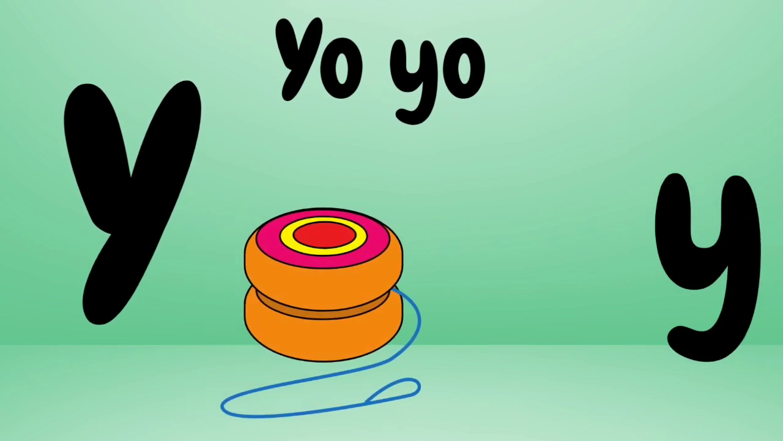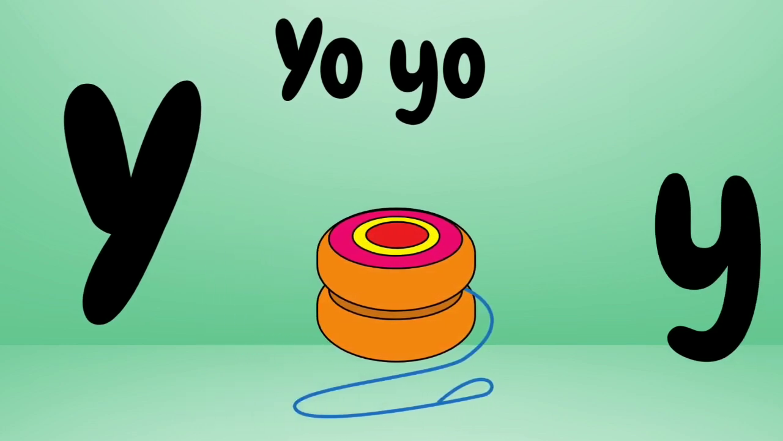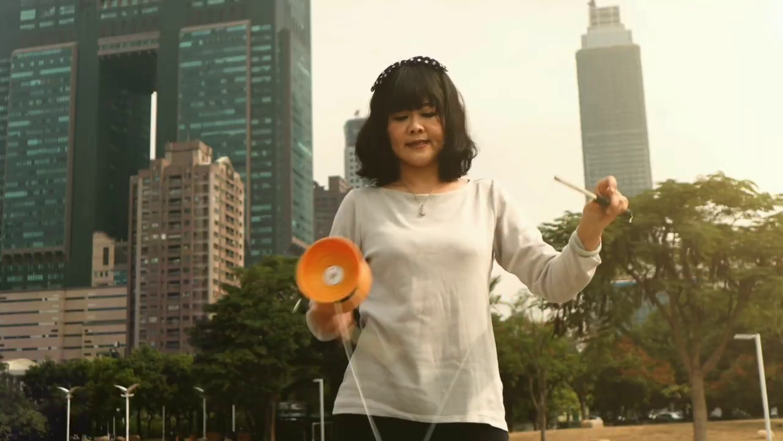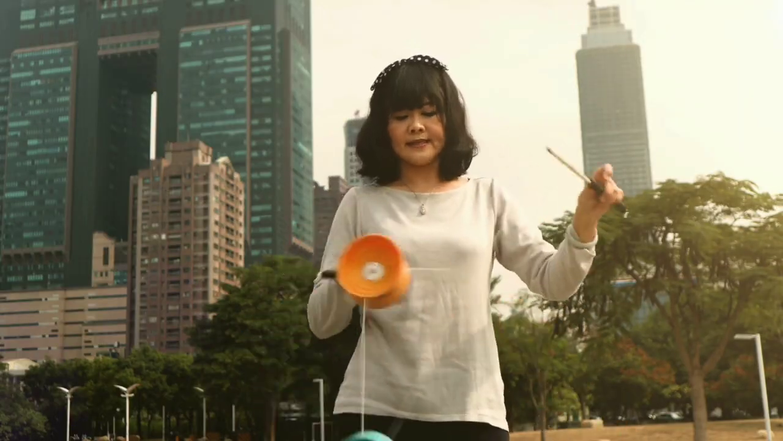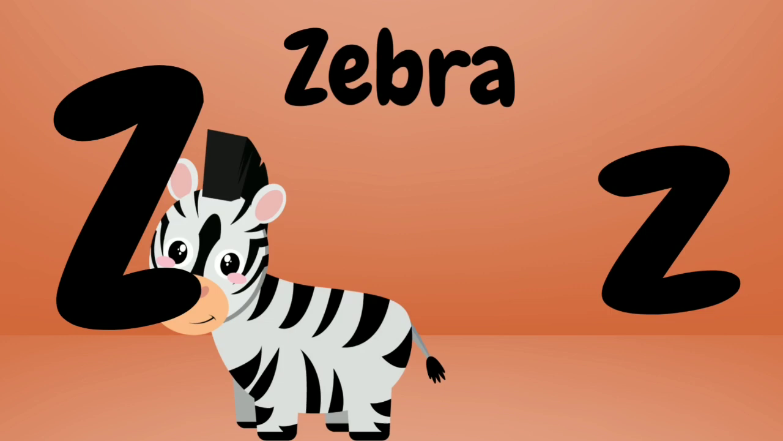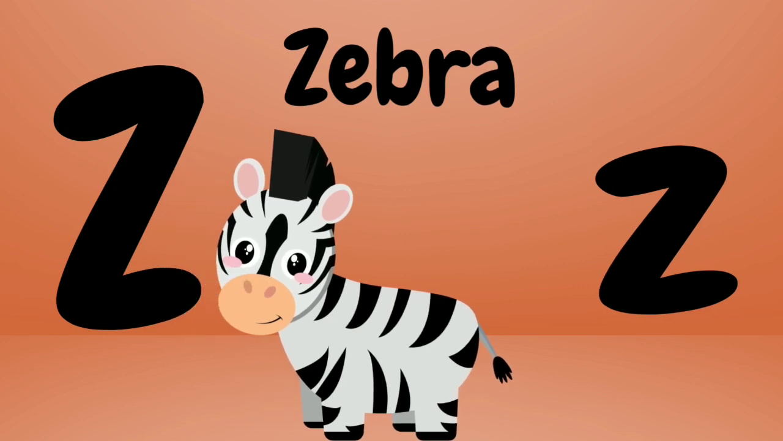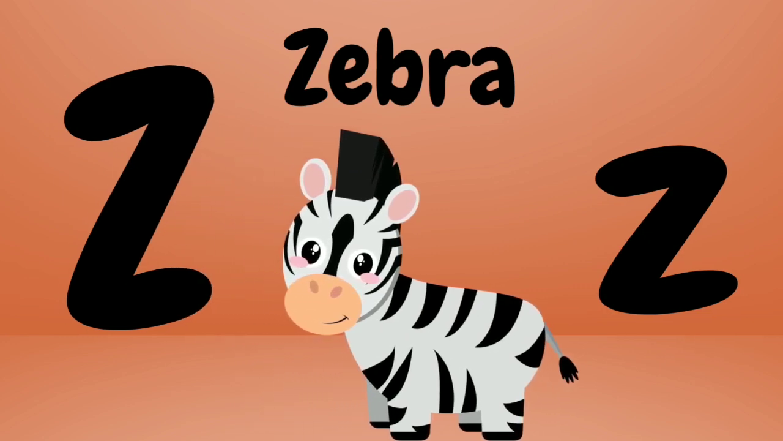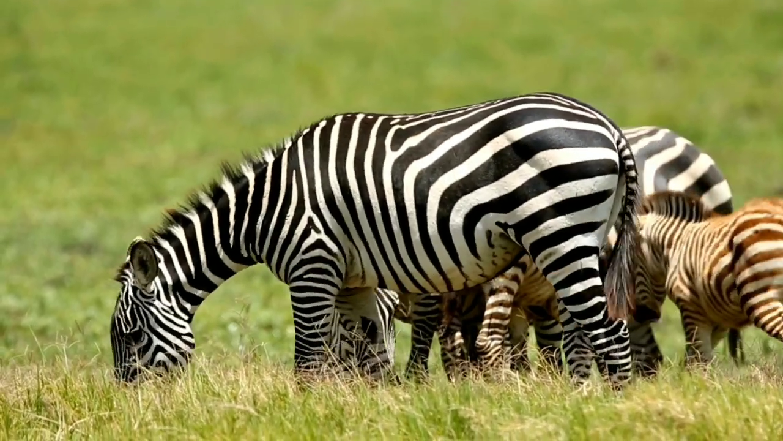Y is for yo-yo. This is a yo-yo. Z is for zebra. This is a zebra.